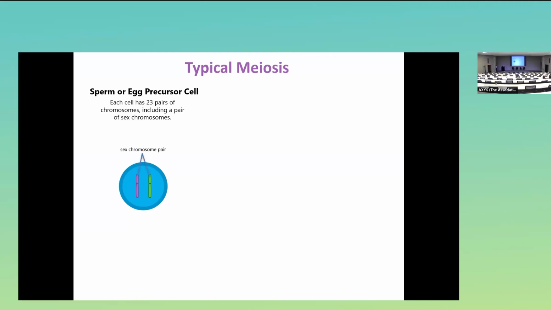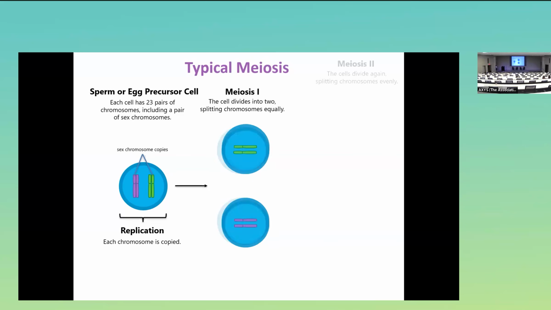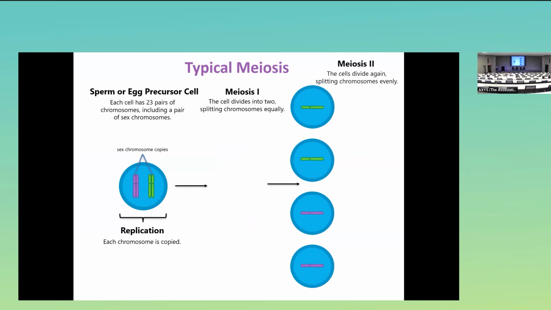Okay, so the first thing that happens in meiosis is something called replication. Each chromosome is going to get copied. So if you watch the green and purple, you can see another one basically appears right next to it. And then we go through something called meiosis 1. Meiosis 1 is when the cell divides into two and splits the chromosomes equally between the daughter cells. Then we go through something called meiosis 2, in which the cells divide again and split the chromosomes equally. Now, at this point, we basically end up with a cell that has one copy of each chromosome.